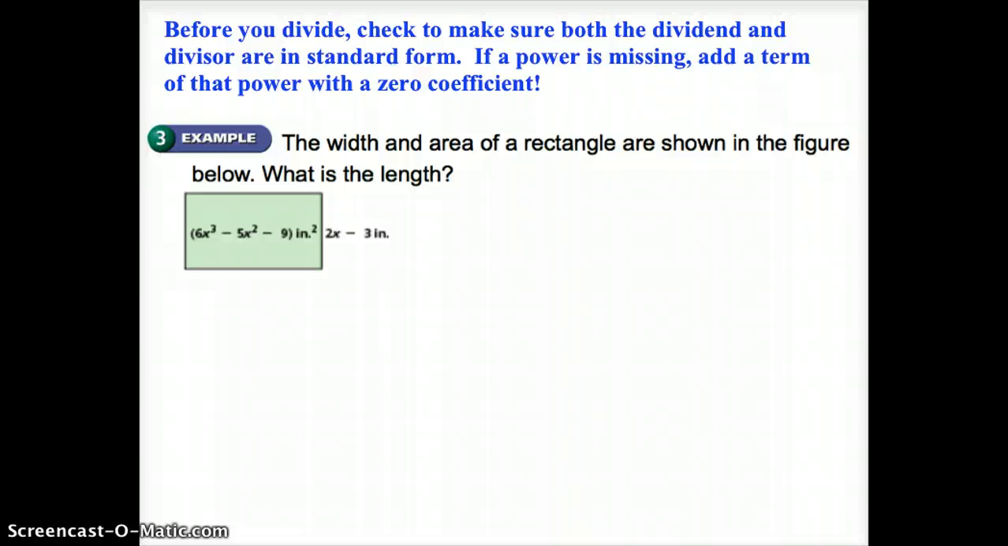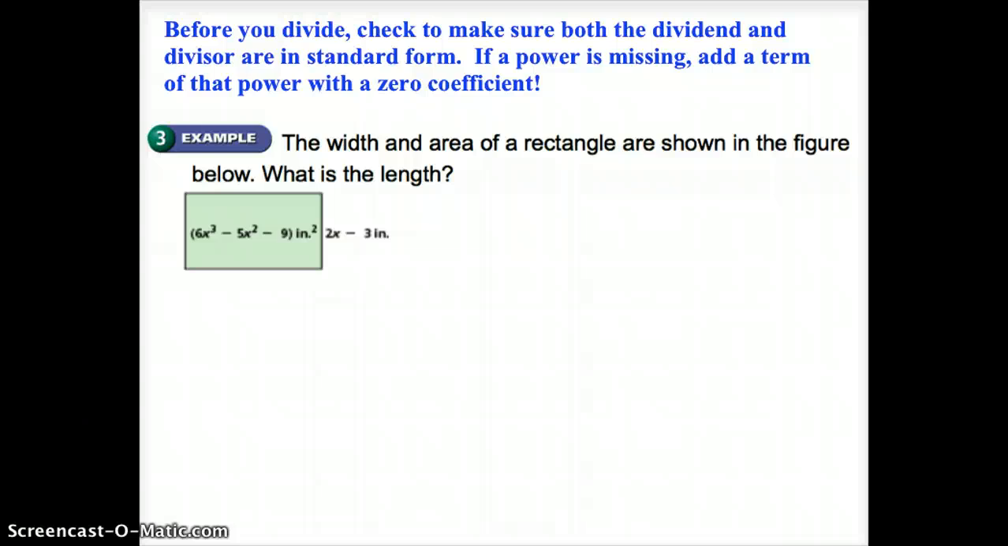This is important. Before you divide, sometimes they don't have all the terms. You want to check to make sure both the dividend and divisor are in standard form so that they're ordered greatest to least powers. And if a power is missing, like if there's no x squared or no x, but they have the ones before it and after it, you want to add a term of that power with a 0 coefficient, because that's going to make everything line up nicely and let you subtract out well. So let's try this problem.